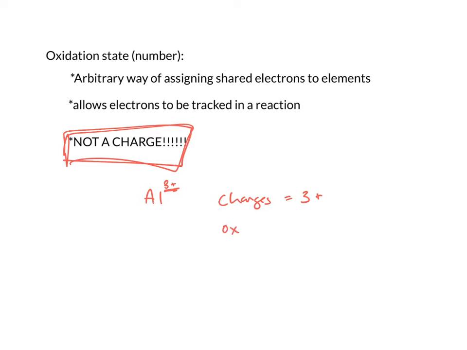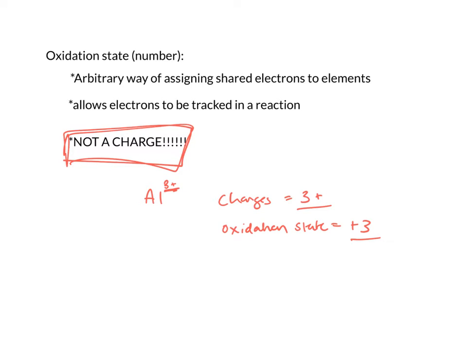For oxidation states, it's actually going to be backwards. If I'm writing an oxidation state, it's going to be the sign then the number. So if something has a charge of 3+, it will have an oxidation state of +3. This is just a way to keep consistent in terms of notation.